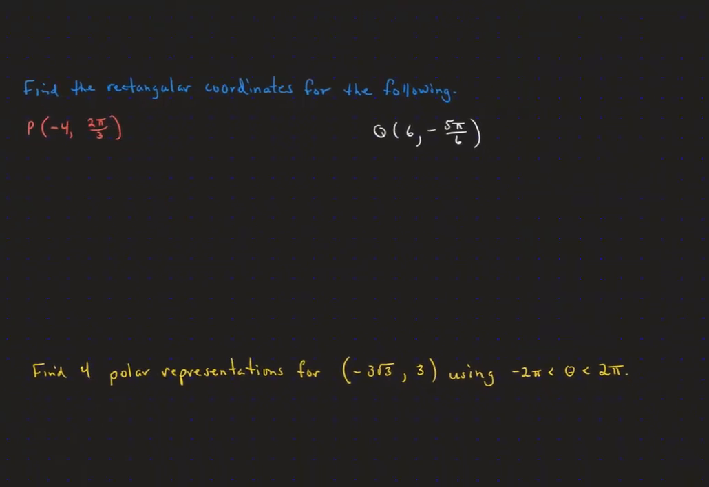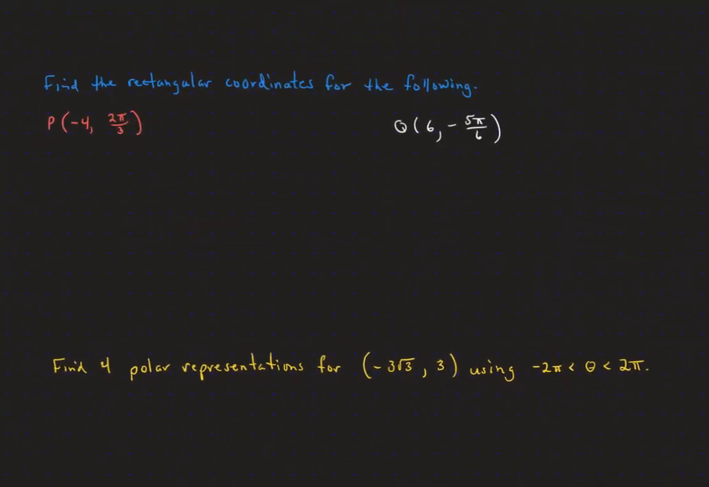Okay, let's see if we can find rectangular coordinates for the following. So we need to know that x is going to equal r cosine theta and y is going to equal r sine of theta. And if you don't remember it, you can recreate it. It comes from this relationship. And you can see that the cosine of theta is x over r and the sine of theta is y over r.